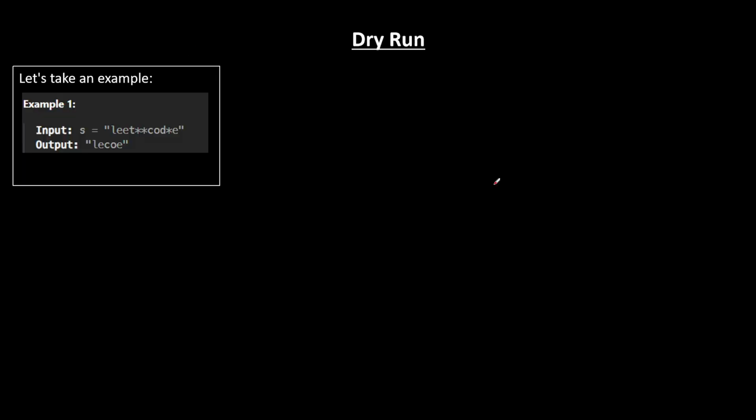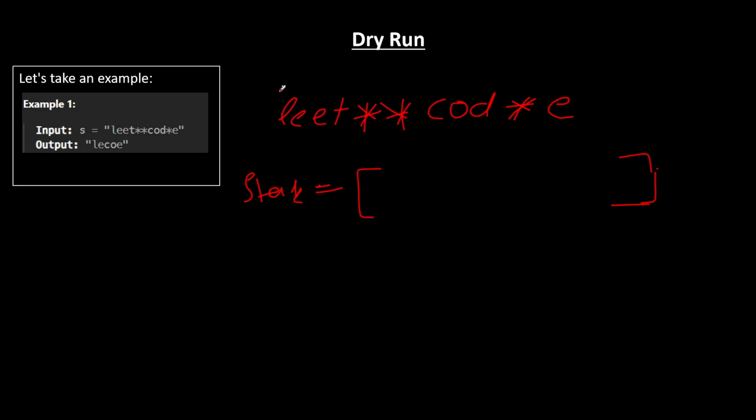Now, since we have the understanding of the code, let's look at the dry run of the example. Fine. So let's take this example: l, e, asterisk, e, c, o, d, asterisk, e. Great. So what our program was doing, first we were initializing a stack. Let me write it here, stack. Then we were iterating through this string, right? And we remember if it is a character or a letter, basically not an asterisk, we were pushing it into the stack. So we push it from the back. So I will write it here, okay?